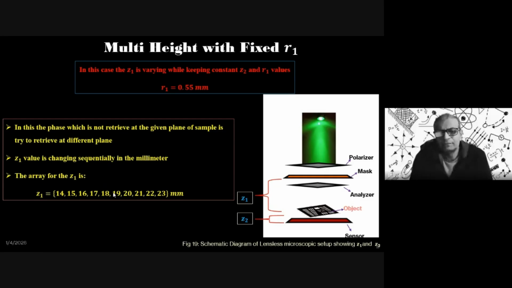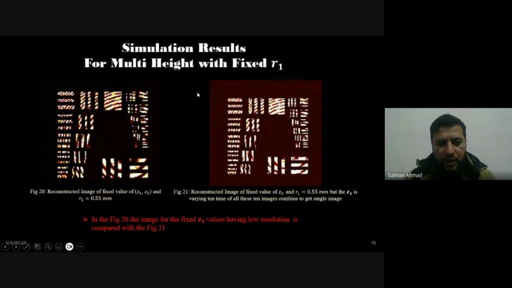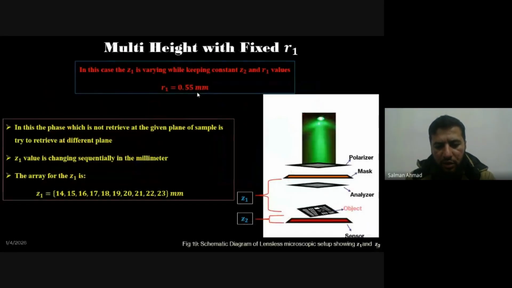But R1 is the same, 0.55 millimeter. After that, we combined all the images through MATLAB and reconstructed them into a single image.